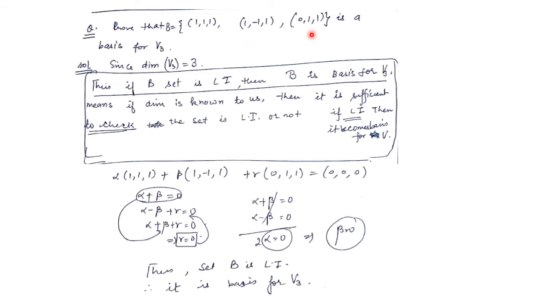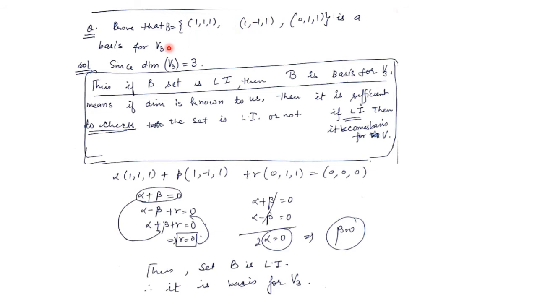No need to check the second condition, that this set spans V or not. It is sufficient to check that this set is LI or not. If this set is LI, then this will become the basis for V3. So once again, we need to check that this set is a basis for V3, so it is sufficient to check B is LI.